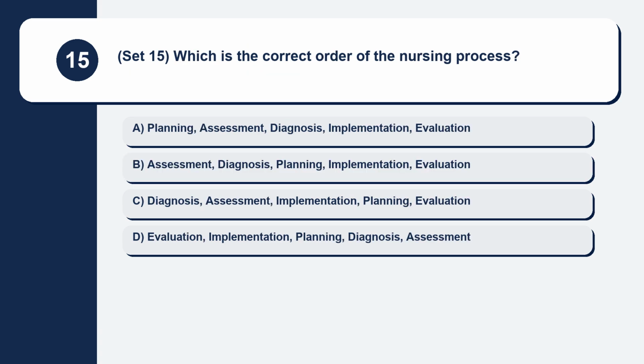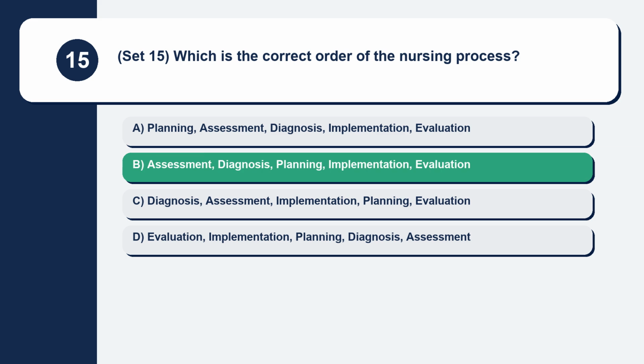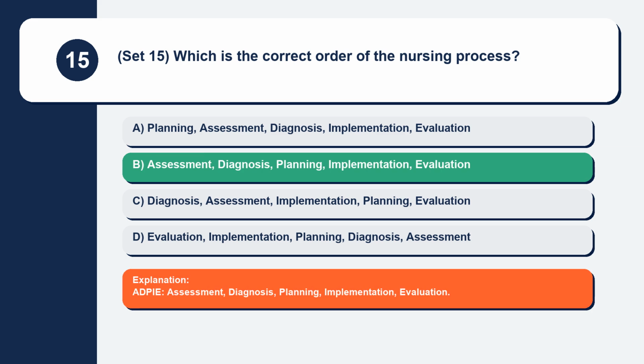Question 15. Set 15, which is the correct order of the nursing process: planning, assessment, diagnosis, implementation, evaluation. Assessment, diagnosis, planning, implementation, evaluation. Diagnosis, assessment, implementation, planning, evaluation. Evaluation, implementation, planning, diagnosis, assessment. ADPIE: assessment, diagnosis, planning, implementation, evaluation.